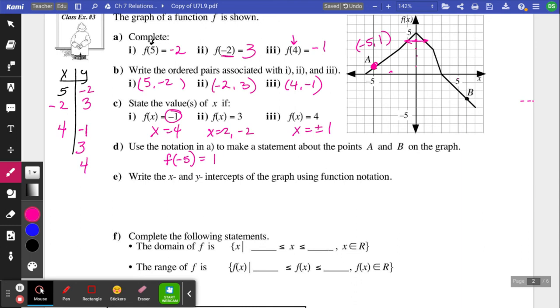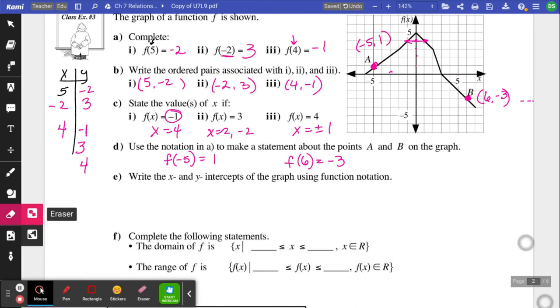Talk to me about the point B. What's the coordinates of that B point over here? 6, negative 3. Y'all in favor? Okay, how do I write that in function notation? I say f of 6 is equal to negative 3. It's just notation. It's nothing new. It's just these funky letters that we have to worry about.